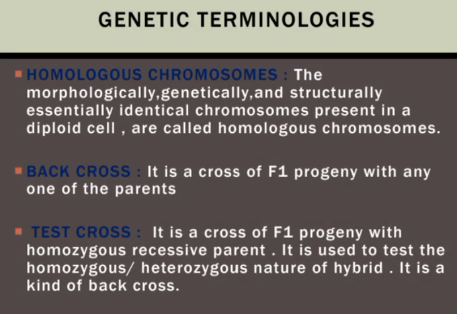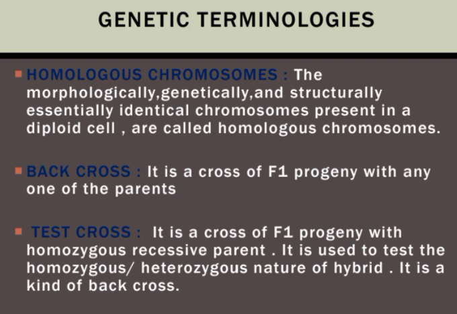So the next genetic terminology is homologous chromosomes. The morphologically, genetically and structurally essentially identical chromosomes present in a diploid cell are called homologous chromosomes. Each cell in the human body has genetic material DNA which is coiled to form the chromosome. So in a human cell there are two sets of chromosomes, and they are both morphologically, genetically and functionally identical to each other.